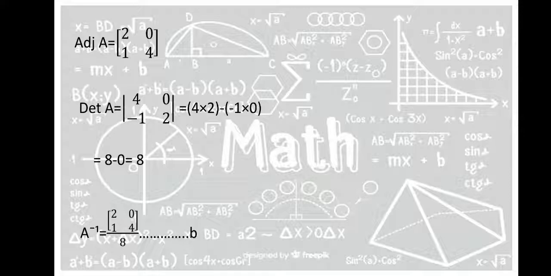Replacing it in the equation, A inverse is equal to adjoint of A over determinant of A. Adjoint of A is 2 0 in the first row, 1 4 in the second row, over 8. So this is equation B.